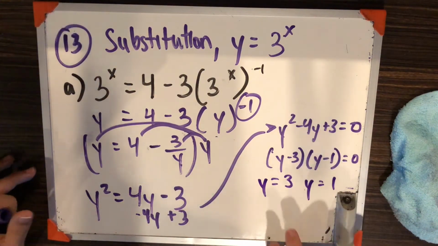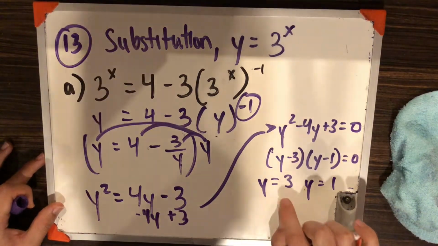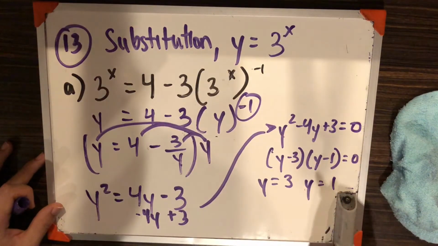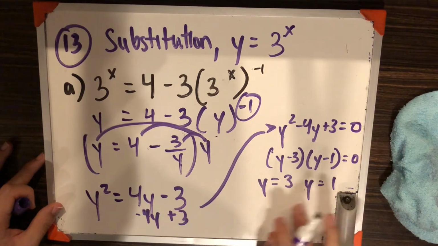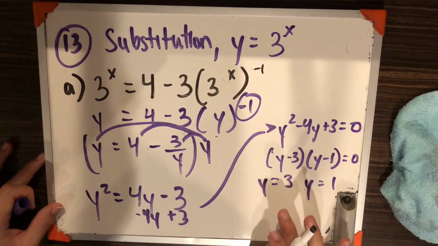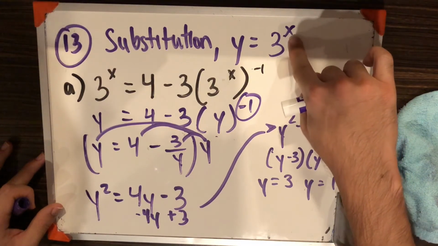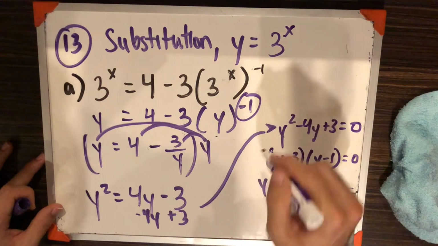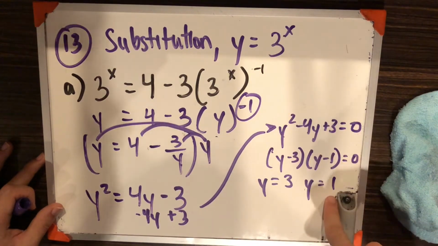Now it might seem like we can basically end the problem here, but again, we want to find the values of x. We just found the values of y. So we have a couple more steps left to find the values of x. Now remember what we substituted for the power of x. So I know 3 to the x power is equal to 3. 3 to the x power is also equal to 1.